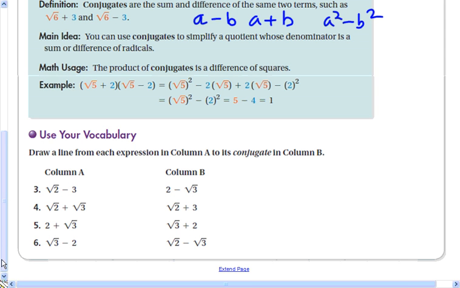So the conjugate of each of these: square root of 2 minus 3 would be the square root of 2 plus 3. Square root of 2 plus the square root of 3 would be square root of 2 minus square root of 3. 2 plus the square root of 3 would be 2 minus square root of 3. Square root of 3 minus 2 would be square root of 3 plus 2.